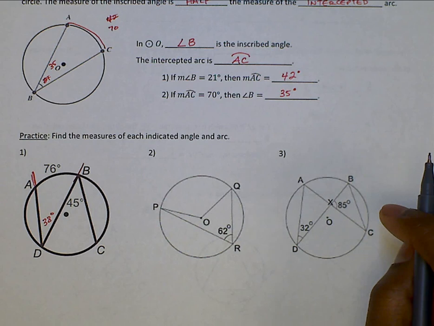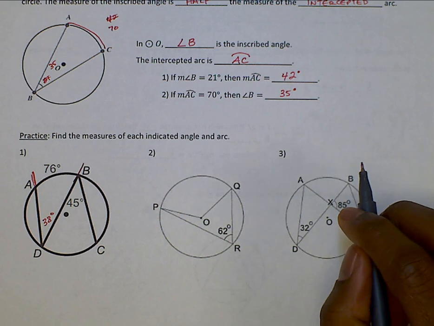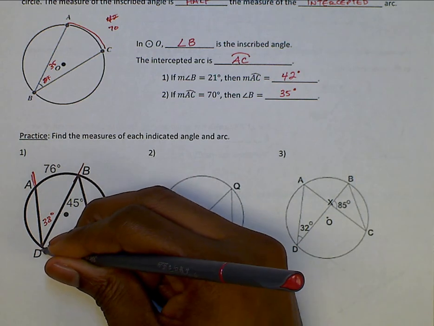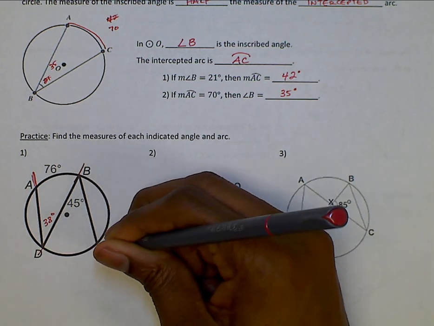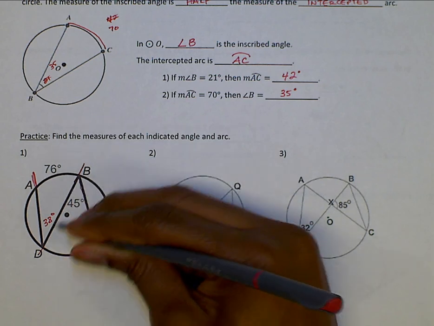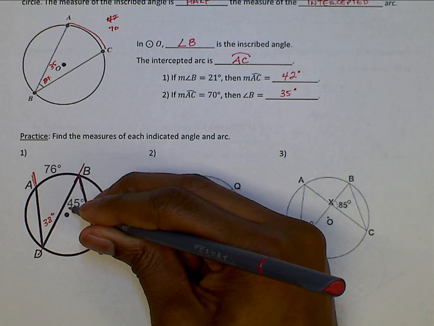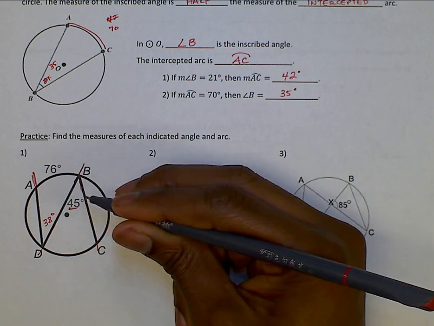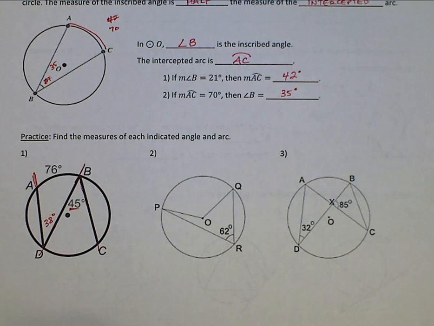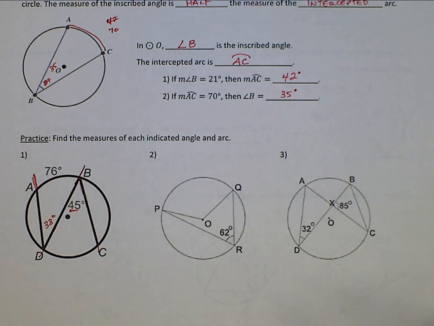Then we want to find the measure of arc DC. So again, we probably want to find out what angle is inscribed there. And so we see angle B. Angle B is 45 degrees. That is half of the arc it intercepts. So here we can say 45 times 2 gives us 90 degrees. Arc DC is 90 degrees.